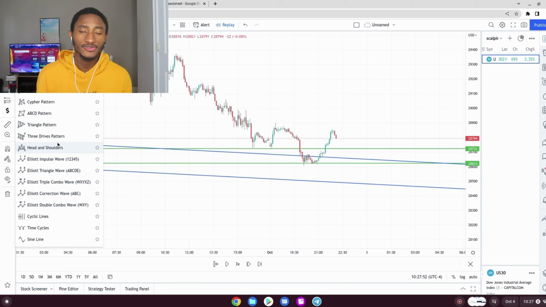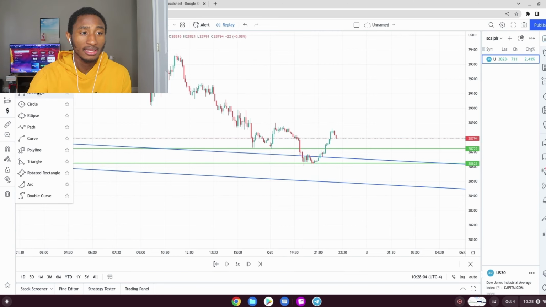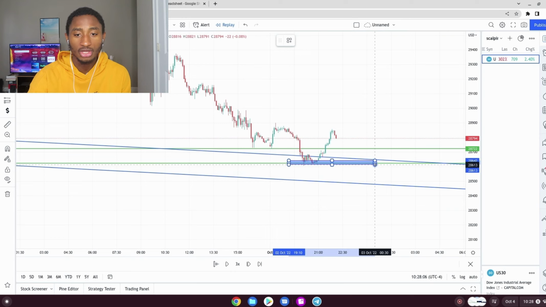Because I'm not the type of trader that just enters a trade because the market just rejected a trend line or a support level and I jump in. No, that's not how you trade, right? So I was gonna enter, not gonna lie, around this level because there was a double bottom, right? But I missed that one, missed that trade.